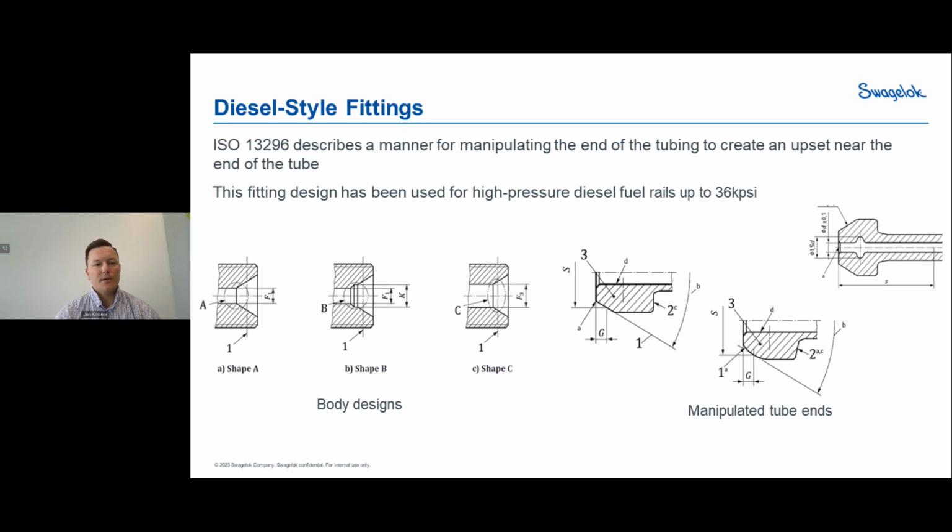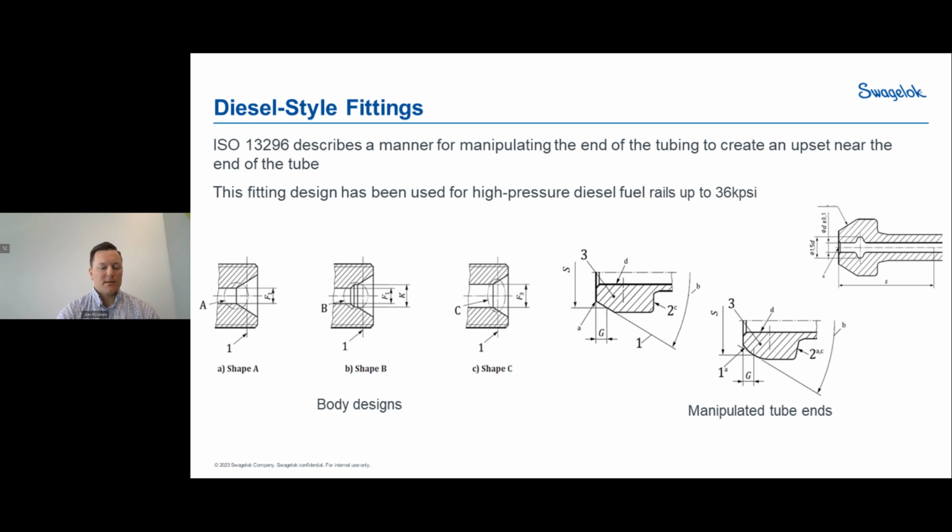The difference with these compared to a traditional flare is that these are largely considered blowout proof, because you've got that manipulated end in the tubing, which, depending on your design, can provide blowout protection. But the same as traditional flared fittings, they're very susceptible to vibration, particularly in high vibration scenarios.